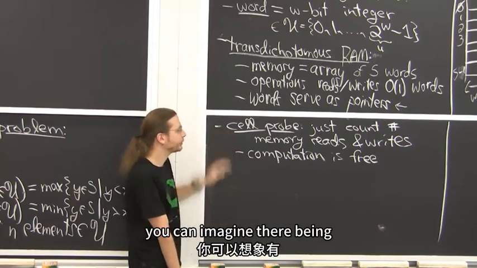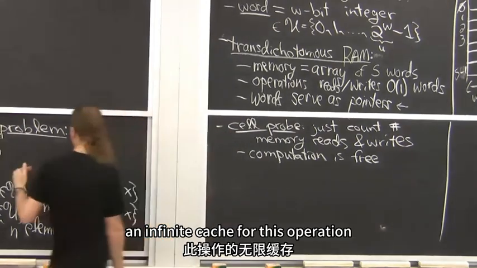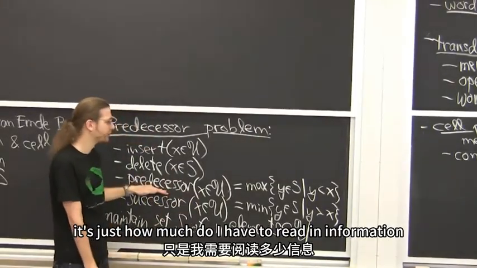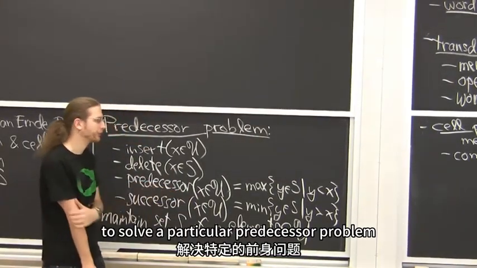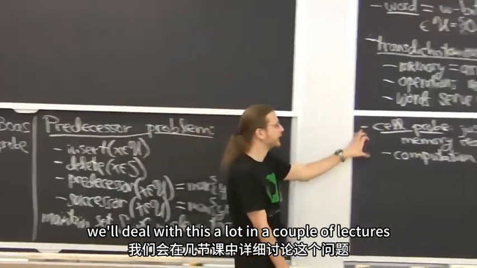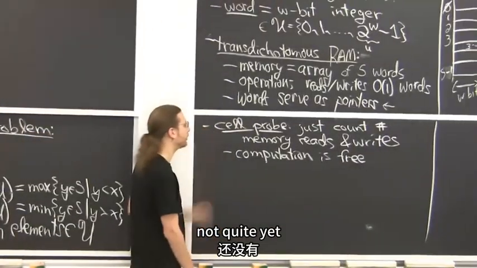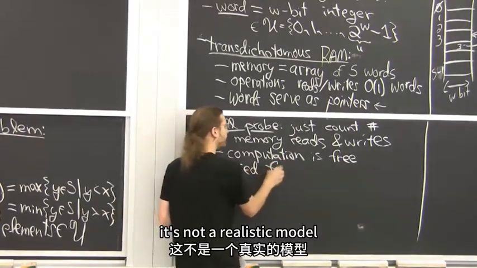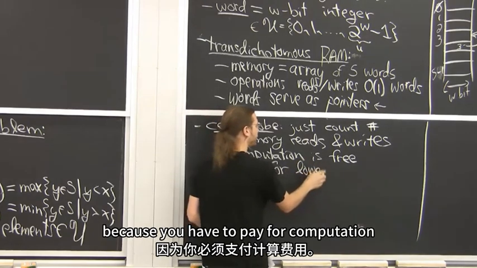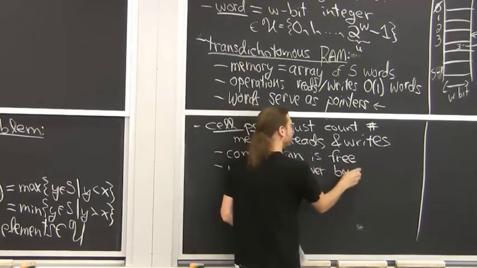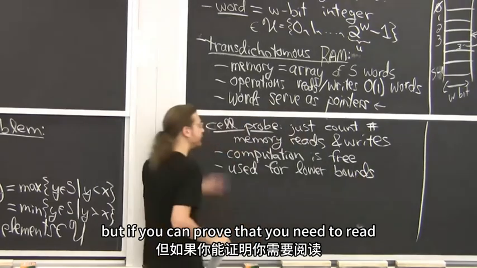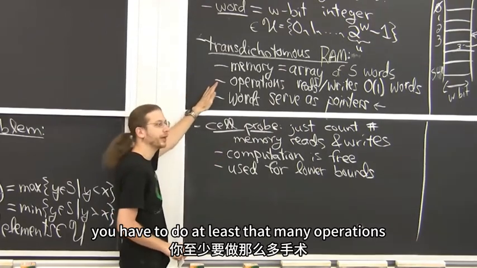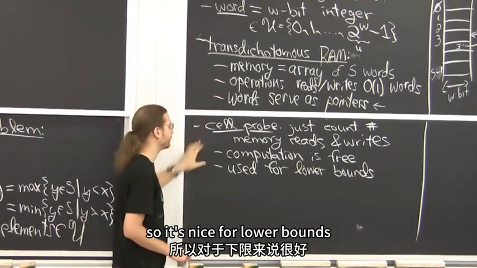Or in the cell probe model, you could imagine there being an infinite cache for this operation, but no cache from operation to operation. It's just how much do I have to read in information theoretically to solve a particular predecessor problem. We'll deal with this a lot in a couple of lectures, not quite yet. This model is just used for lower bounds. It's not a realistic model, because you have to pay for computation in the real world. But if you can prove that you need to read at least a certain number of words, then of course you have to do at least that many operations. So it's nice for lower bounds.